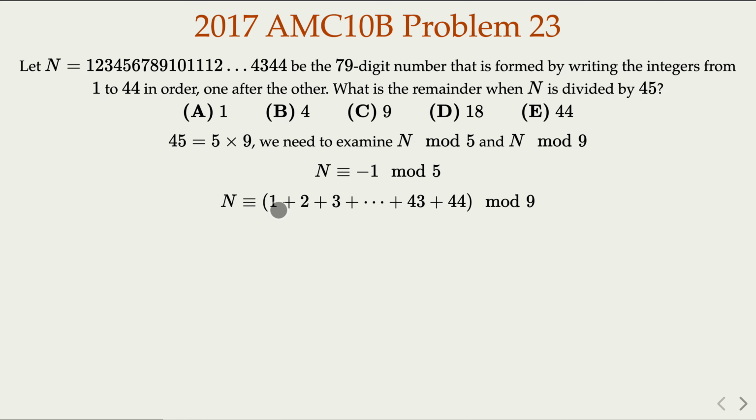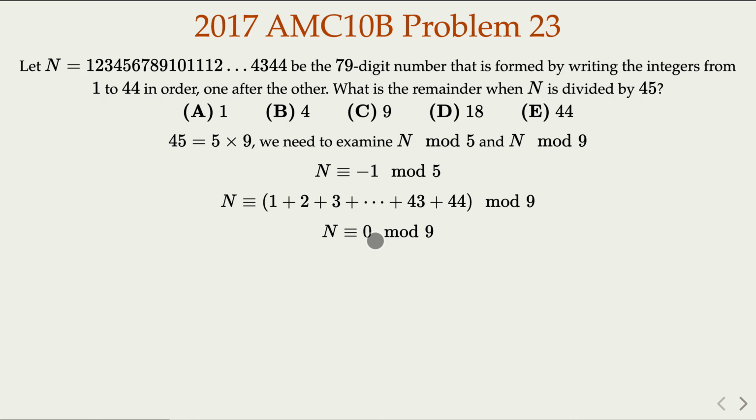Now why is this good? Because you know that this is actually equal to 1 plus 44, which is 45, times 44 divided by 2, which is 45 times 22. 45, of course, is a multiple of 9. So in other words, the whole thing is a multiple of 9. So the congruence is 0.